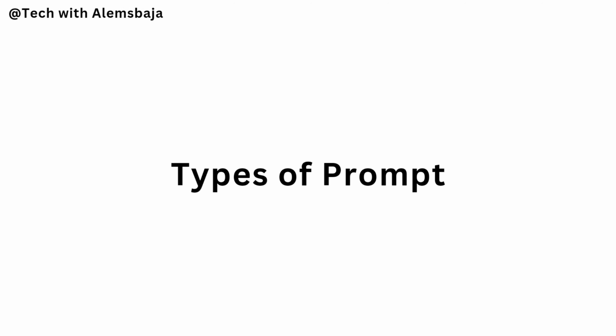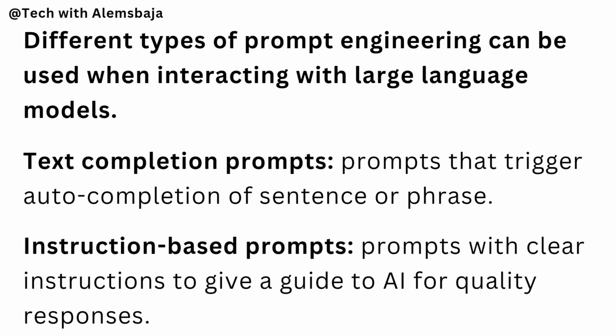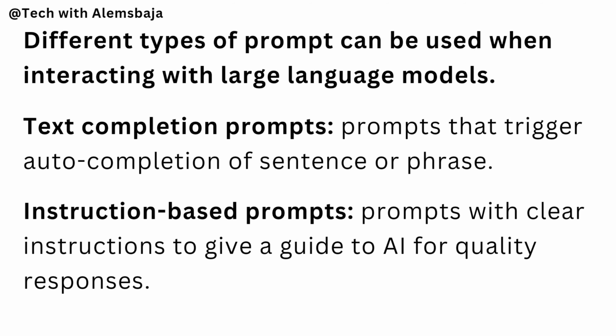Types of prompts. Different types of prompts can be used when interacting with large language models. Text completion prompt. These are prompts that trigger auto completion of a sentence or phrase. You can write a prompt that is going to complete a particular sentence or a phrase, or probably you just started, you want to write an article and you have just a part of that article. You can write a prompt that will complete that text.